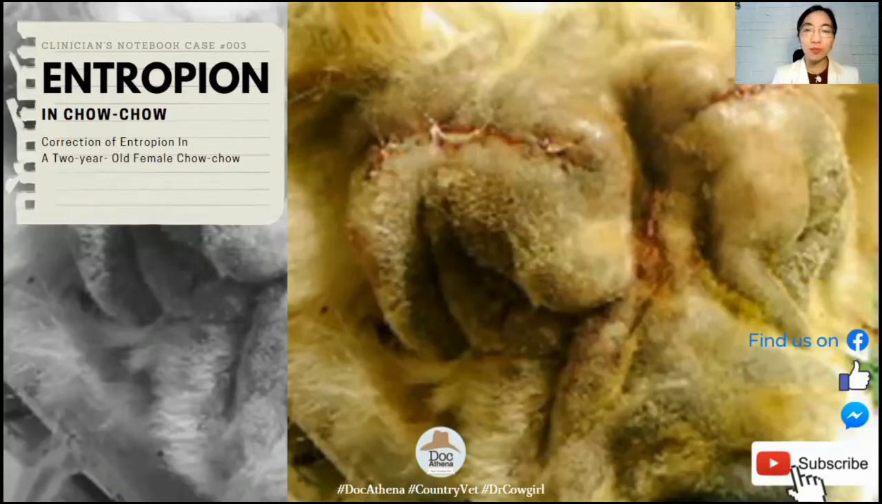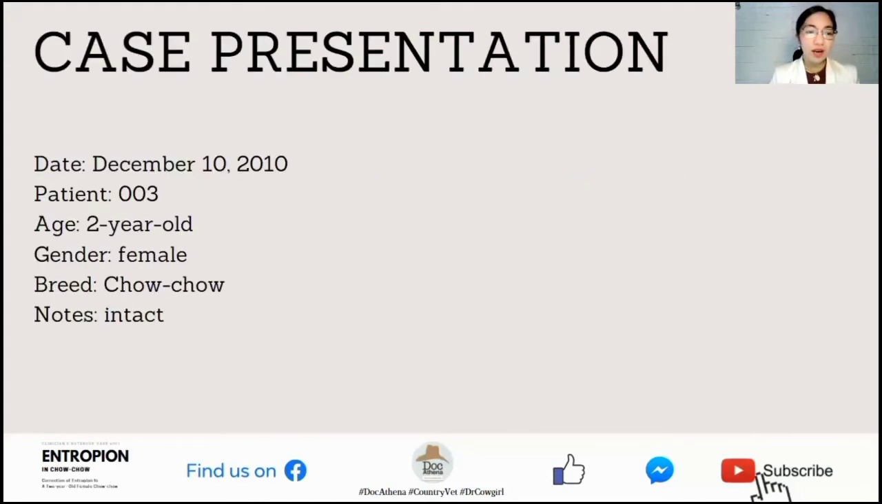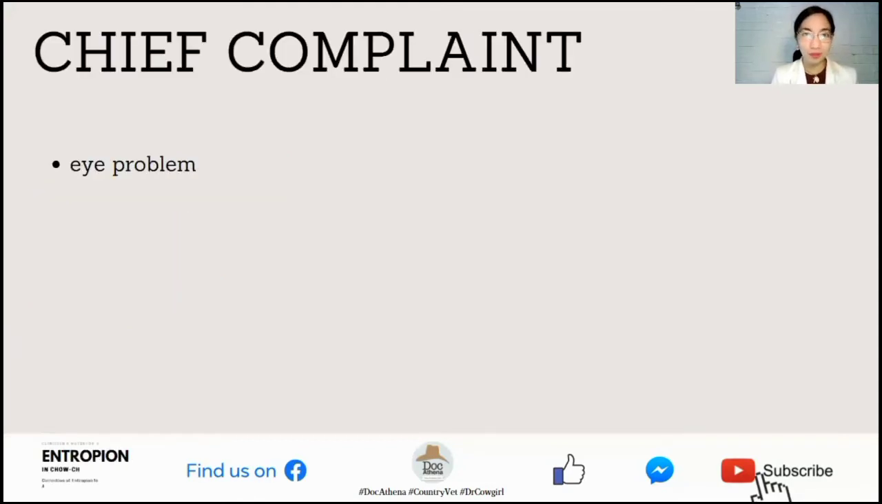Patient's notebook case number 003, entropion in Chow-chow. Correction of entropion in a 2-year-old female Chow-chow. Clinical report. For case presentation, on December 10, 2010, patient 003, a 2-year-old female intact Chow-chow, was presented to the hospital with a chief complaint of eye problem.